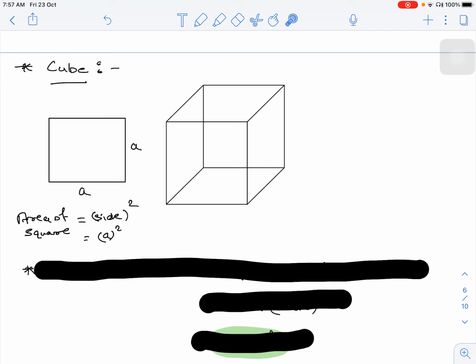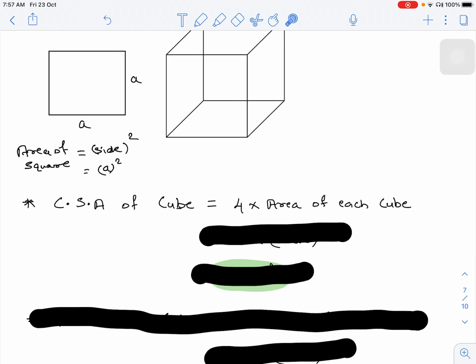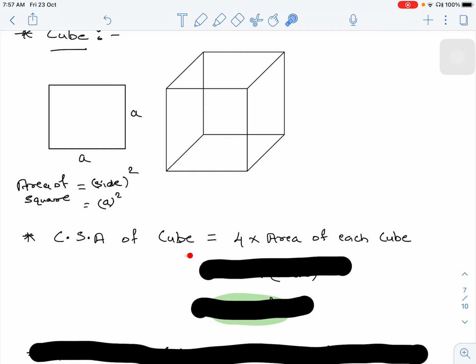Now, from this, we can decide what will be the CSA, that is curved surface area, and the total surface area of a cube. Now let us see one by one. If you want to find the CSA of a cube, what is the CSA of a cube? It is equal to 4 into area of each square.